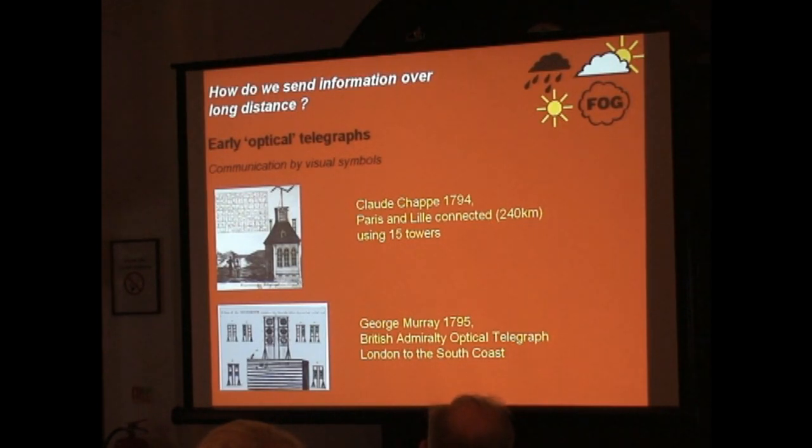George Murray in the UK developed the optical telegraph for the British Admiralty, enabling us to communicate between London and the South Coast. And for those of you who are interested, there's an absolutely super book on these early mechanical telegraphs available, showing the developments of these things literally all over the world. But this was still communication by visual symbols.